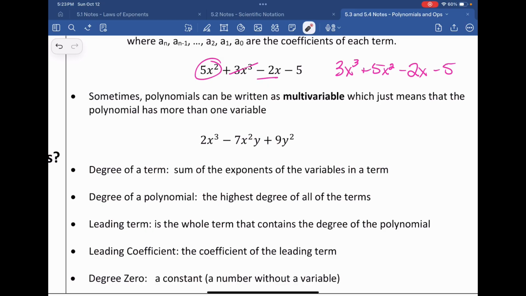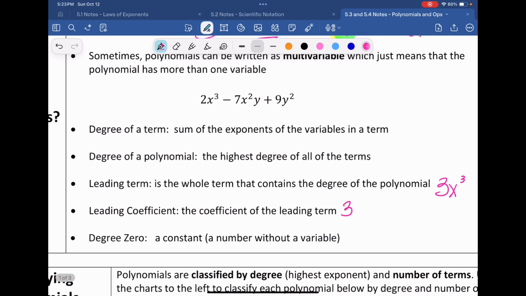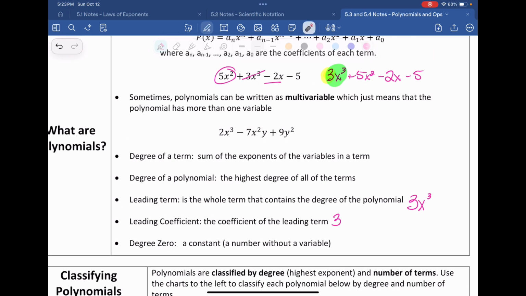Leading term is the whole term that contains the degree. So going back up to this example, all of the 3x cubed is your leading term. Leading coefficient is the coefficient of the leading term. In this case, 3. You don't even see that. And degree 0 is a constant, so it's a number that doesn't have a variable. So in our example up here, it was the negative 5.